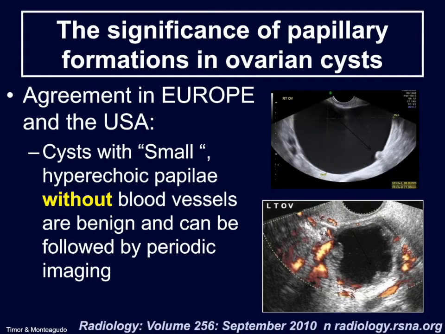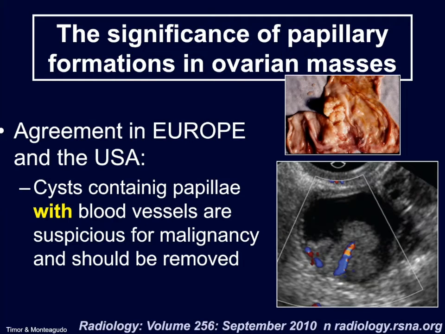Let's see the significance of papillary formations in the ovary, which I will talk a lot more later. But there is an agreement between Europe and the USA that cysts with small hyperechoic papillae without blood vessels, these are benign and can be followed by periodic imaging. And you see the papillae that I'm talking about. On the other hand, there is also agreement that cysts containing papillae with blood vessels are suspicious for malignancy and should be removed. And there is a very good example of a solid component with a central blood vessel in it.